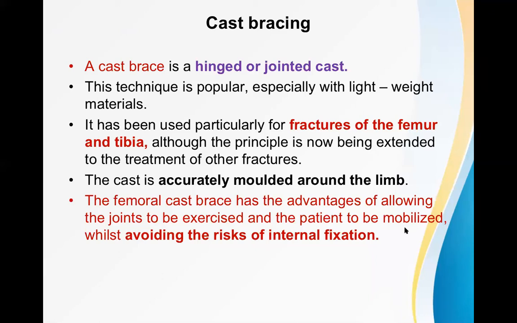So if we apply the jointed or hinged cast, the cast bracing, then we can move the knee joint quite early. What we do here is apply the cast on the thigh, and we leave a gap between the lower part of the upper cast and the upper part of the lower cast. That means the lower cast is applied on the tibia. So we leave a gap at the knee joint so that the joint can be used, and we definitely have some connection between the upper cast and the lower cast. So this is known as cast bracing.